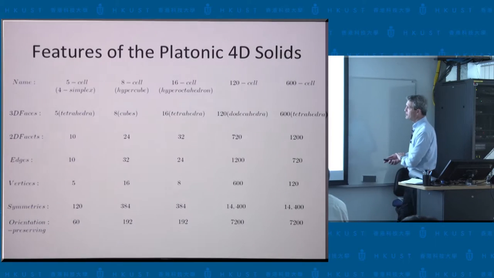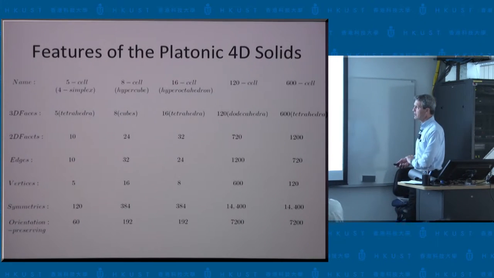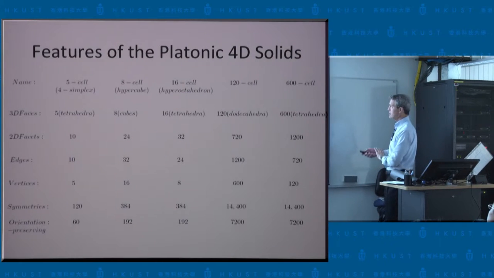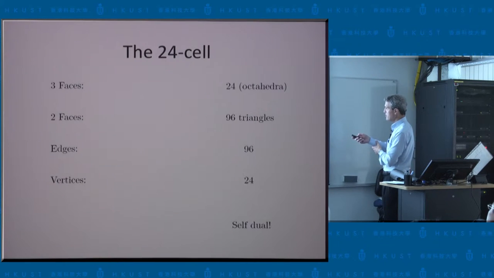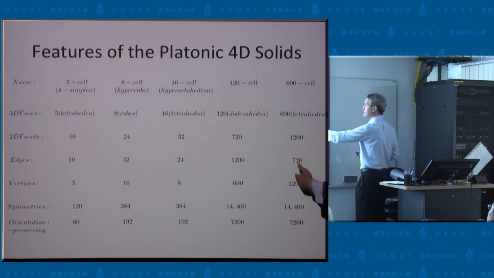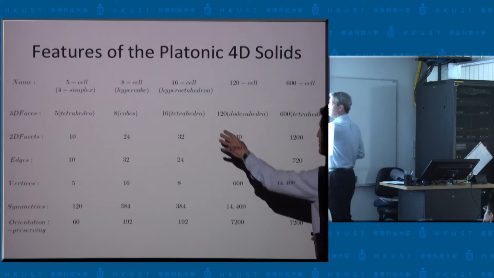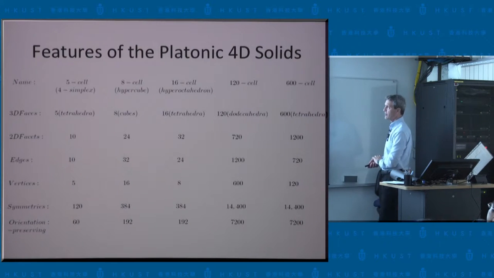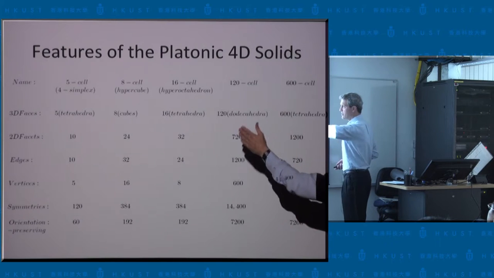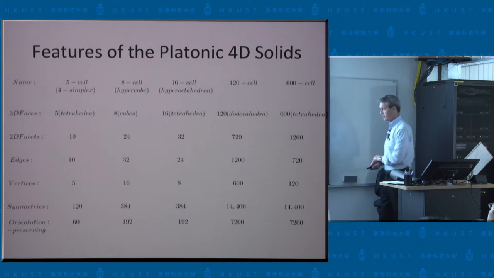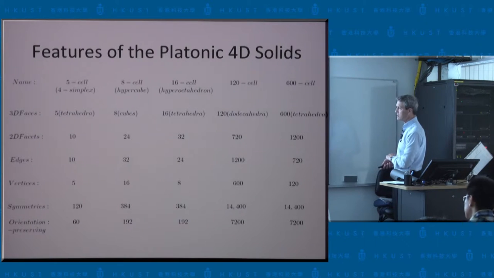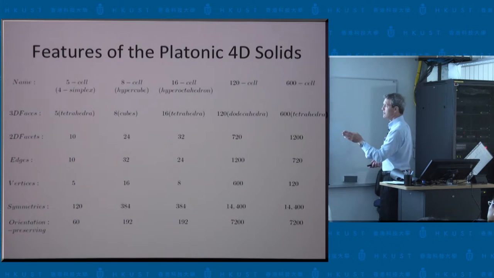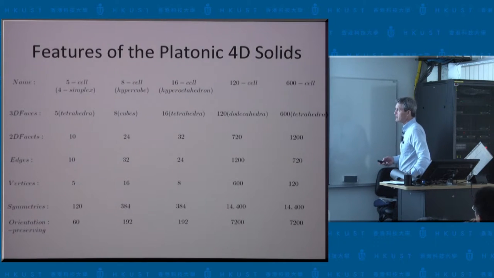Anyway, so here's the table describing the platonic 4D solids. And you see again, with the 120 cell and the 600 cell, the three-dimensional faces and the vertices are reversed, and the two-dimensional faces and the edges are reversed. So there's a duality here, and likewise there's a duality between the 8 cell and the 16 cell. And again, the 5 cell, the tetrahedron analog, is self-dual, so there are the same number of faces as vertices. So there you see there are many fewer coincidences here, and I'm not going to talk about that.